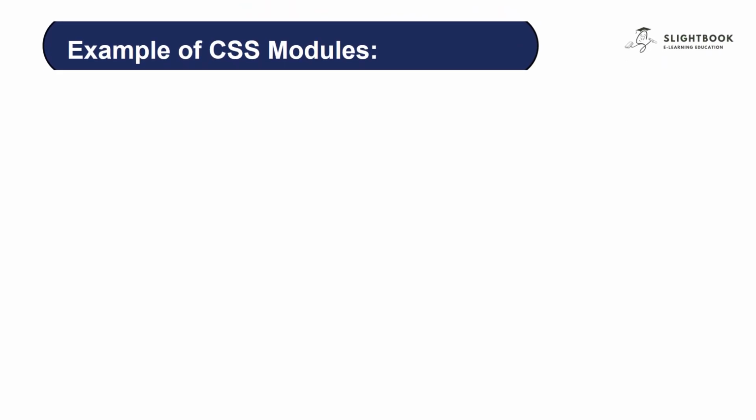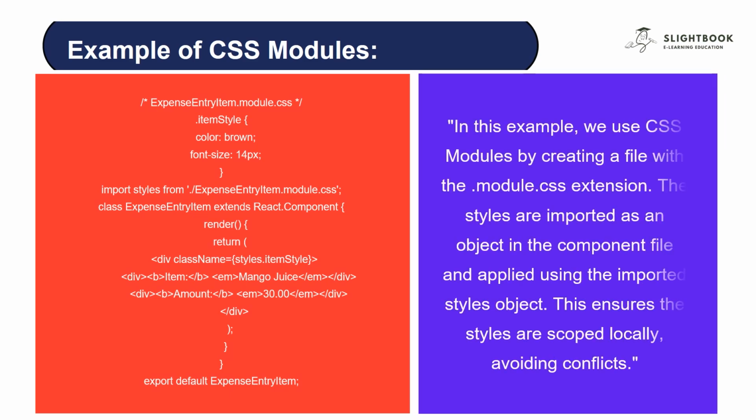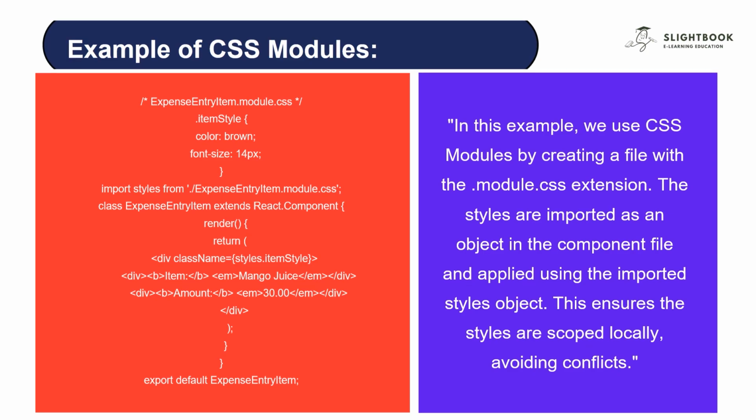Example of CSS modules. In this example, we use CSS modules by creating a file with the .module.css extension. The styles are imported as an object in the component file and applied using the imported styles object. This ensures the styles are scoped locally, avoiding conflicts.